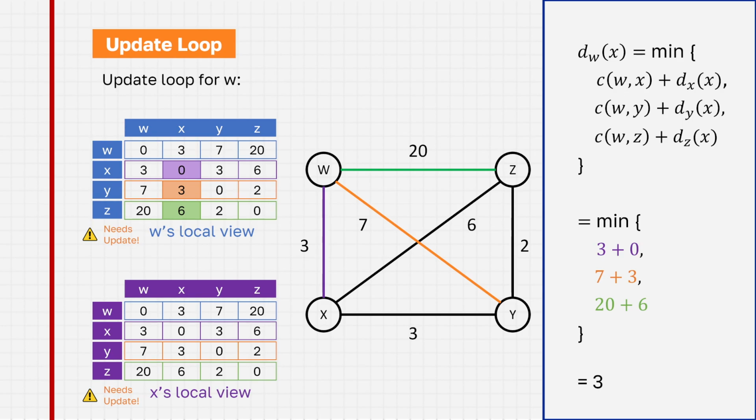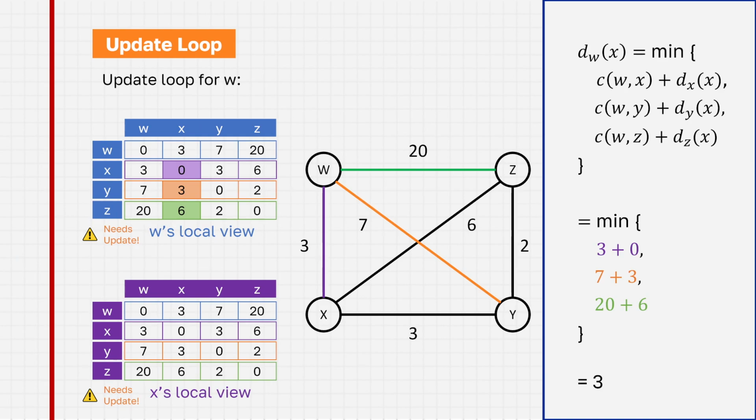So W to X, W to Y, W to Z, you can think of it like this is the vector of just the cost. This is 3, 7, 20, right? So 3, 7, 20, I can add this directly to the assumed path from X to X, the assumed path from Y to X, and the assumed path from Z to X. So this is basically just saying 3 plus 0 is 3, 7 plus 3 is 10, 20 plus 6 is 26.